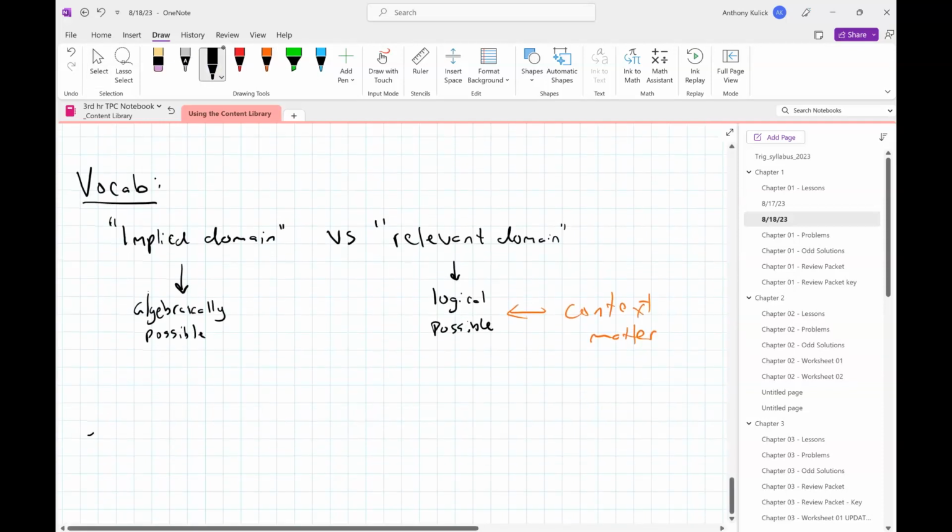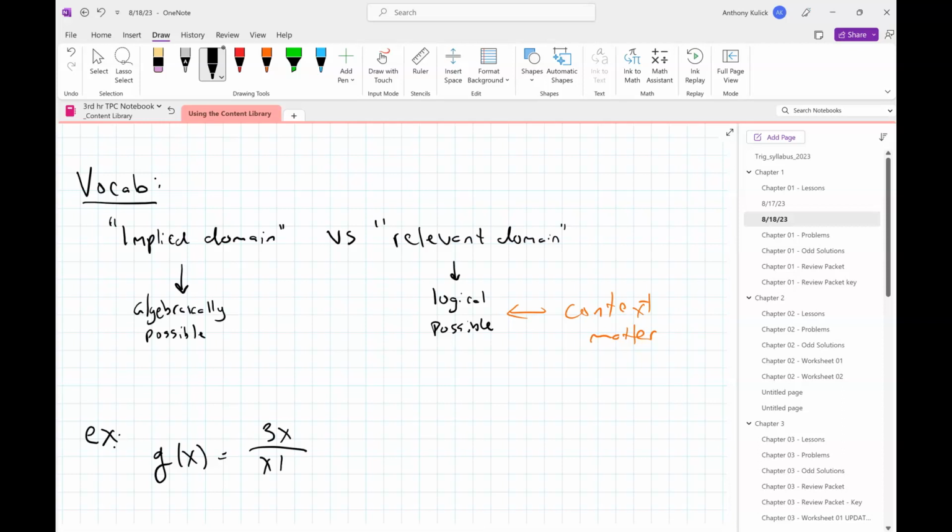So for example, if we do this guy, there's no context here, right? It's just g of x is equal to stuff. I don't know what g is saying. I don't know what x represents. There's no context to this problem. It's just symbols, right? So here I'm just worried about an implied domain.